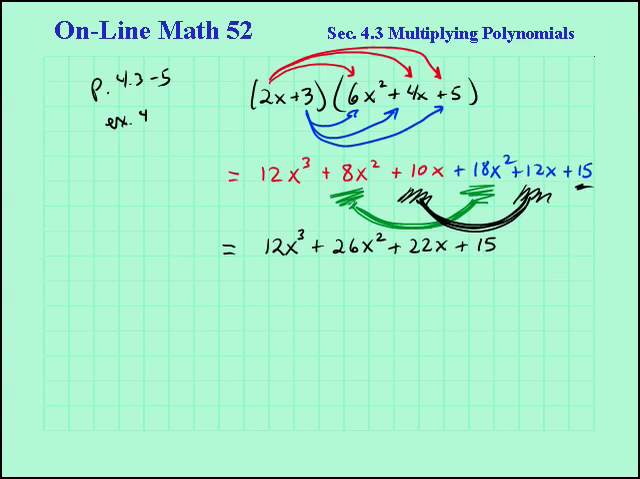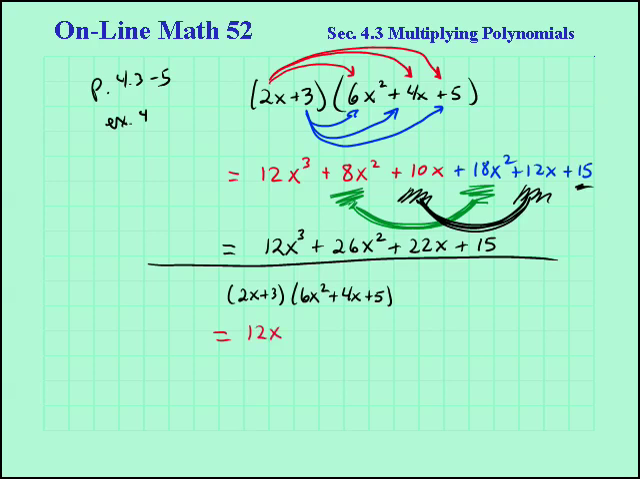Let me show you an alternative technique here, and that is, I'll rewrite the problem. Again, it's going to be the 2x plus 3 times 6x squared plus 4x plus 5. And I'm going to do the red and the blue just like I did before. I see the 2x times 6x squared is 12x cubed. 2x times 4x is a positive 8x squared. 2x times 5 is a positive 10x.